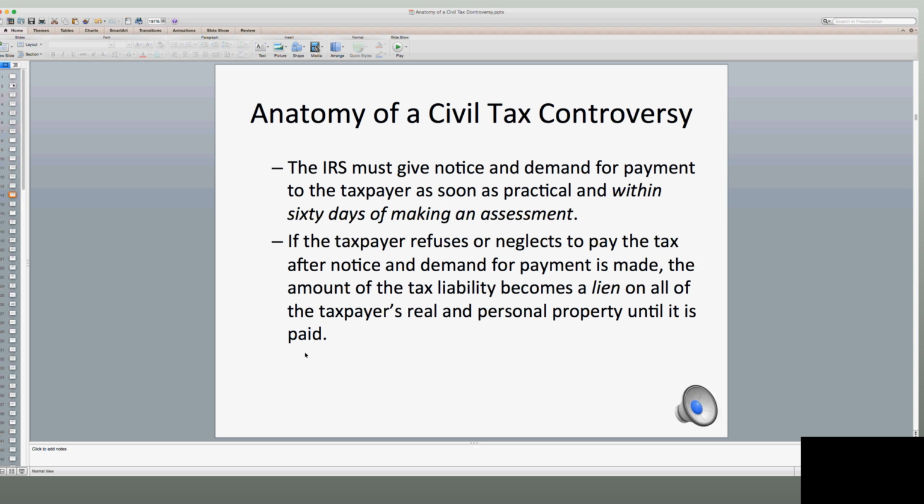The IRS must give notice and demand for payment to the taxpayer as soon as practical and within 60 days of making an assessment. If the taxpayer refuses or neglects to pay the tax after notice and demand for payment is made, the amount of the tax becomes a lien on all the taxpayer's real and personal property until it is paid.